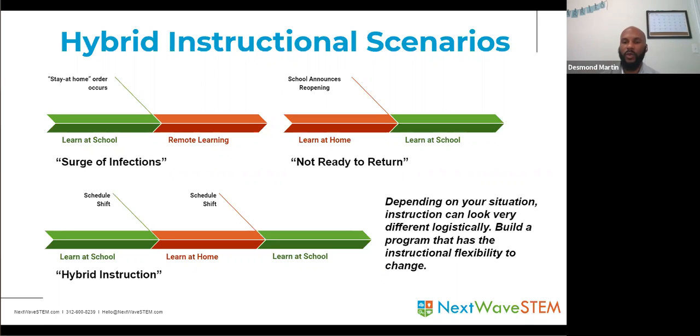The second scenario we want to consider is one some of us may be finding ourselves in, maybe even now, or a little bit later on, say in 2021, knock on wood. In this scenario, we are learning at home because we are still not out of the woods with regards to transmissions. Our first responders and public health officials are working hard to minimize those transmissions, and we finally do get to a point where in-person instruction is safe. That's our school announcing a reopening.